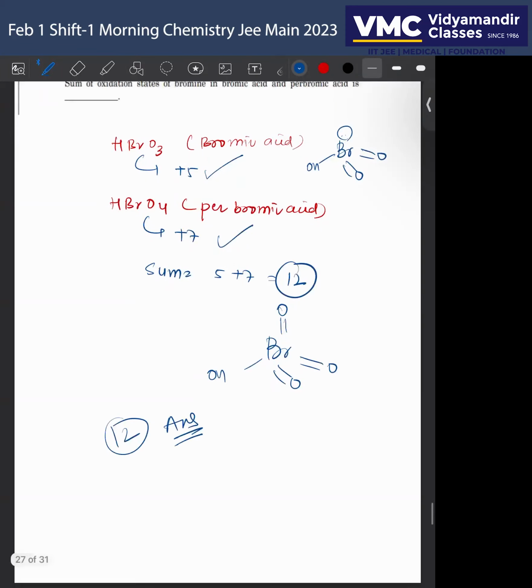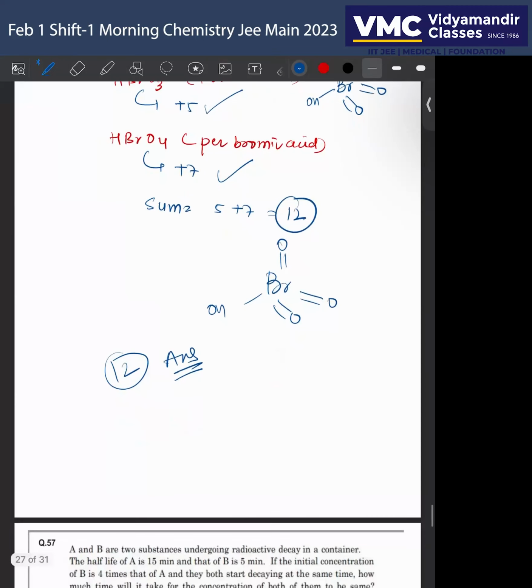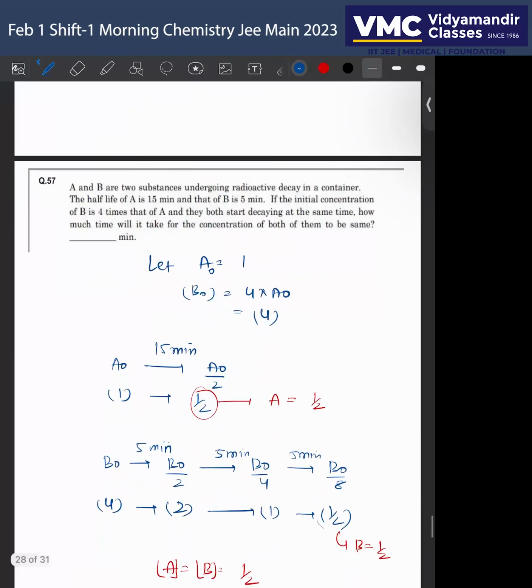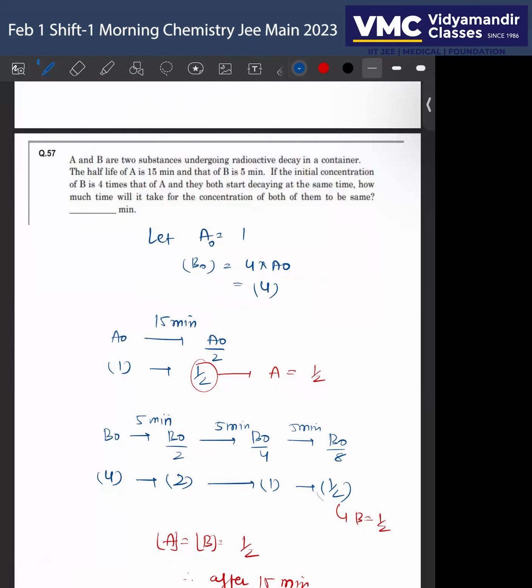Moving on to question number 57. Here it is asking you that A and B are 2 substances undergoing radioactive decay. So radioactive decay is a first order reaction. The half-life of A is given as 15 minutes, and for B it is 5 minutes. We know that half-life does not depend upon the concentration for first order.